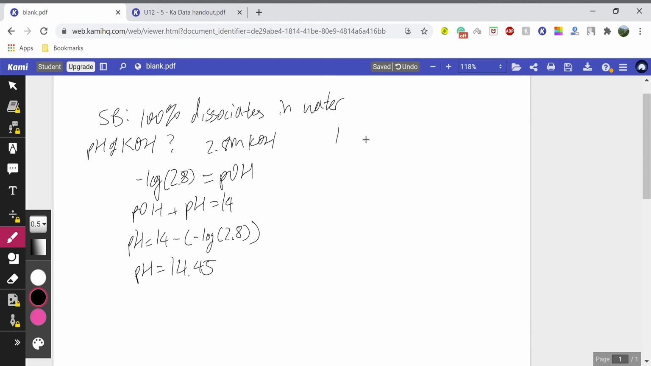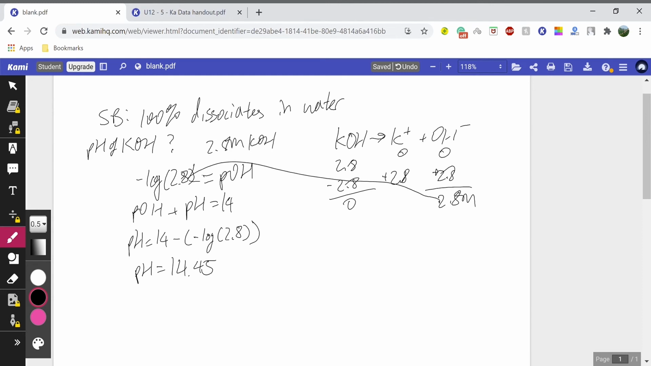Now on the side, I'm going to draw the process of what happens. KOH dissociates completely, so it's going to be a single arrow, K plus plus OH minus. Dissociation complete means everything is used up. So we have 2.8 to start with and minus 2.8, which will equal 0. These two start with 0, so this will be plus 2.8, plus 2.8. So we'll end up with 2.8 molar of OH minus. And this is why you plug it in over here to get the pOH, and then from the pOH, we can get the pH.